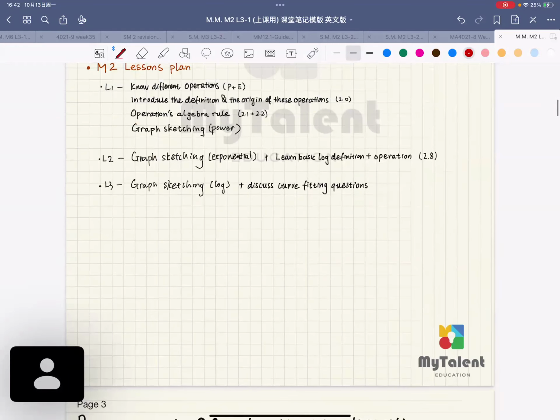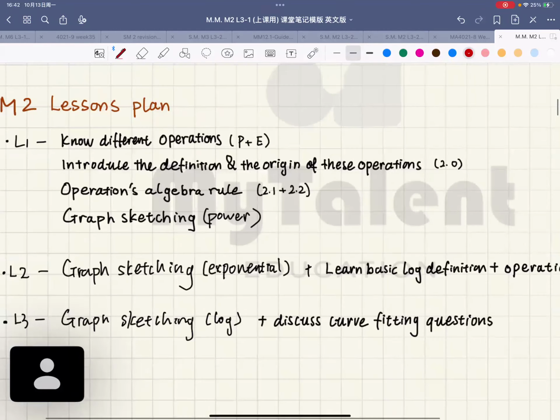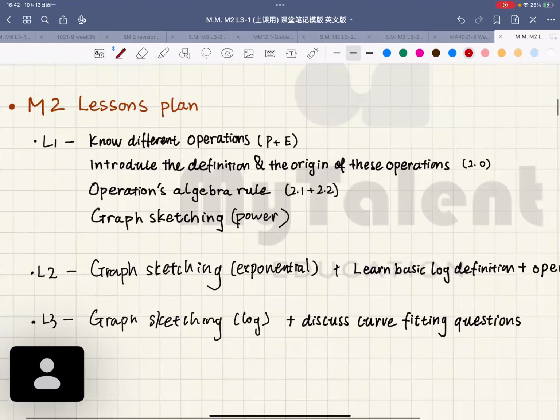For lesson 1, today's lesson, we need to know the different operations. P for power, that's the power function. E for exponential.